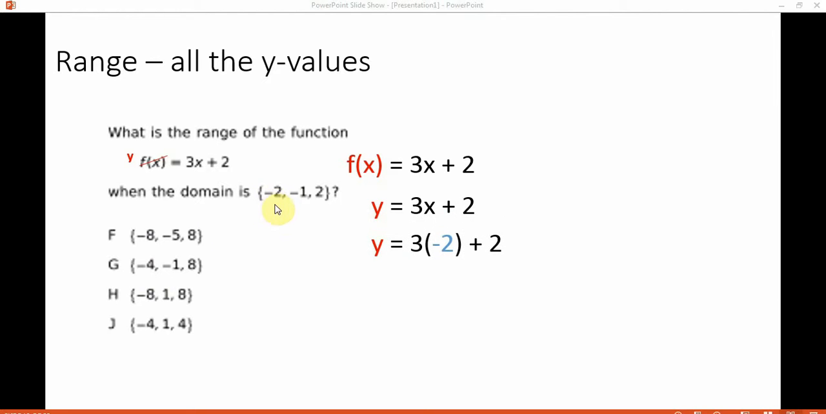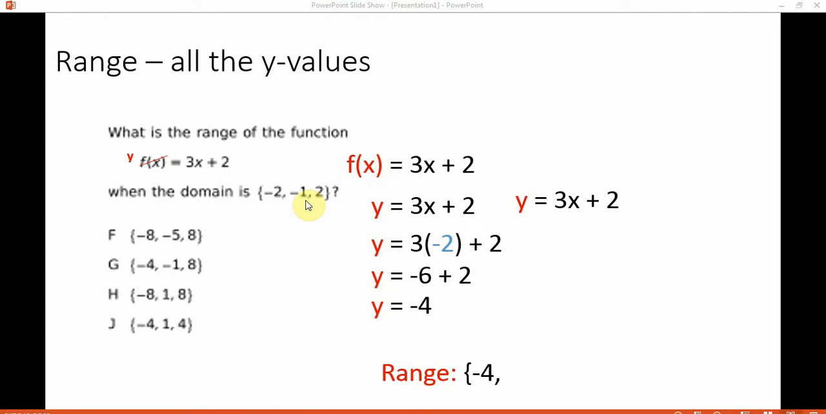So the first x value that I substitute is negative 2. Put that in for x. Now I multiply 3 and negative 2, and I get negative 6. Bring down my 2. Then add those, and the first number of my range is negative 4. All right, let's do the second coordinate, negative 1. Write my original equation, substitute negative 1, the domain value, for x, multiply, and add. My second number in my range is negative 1.